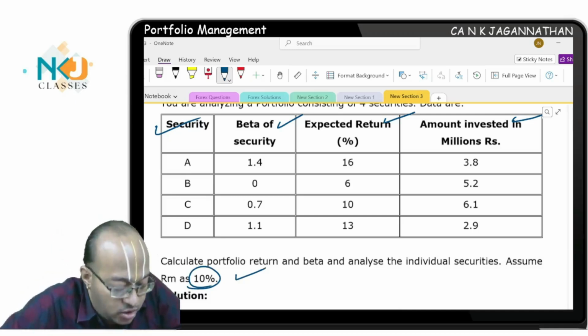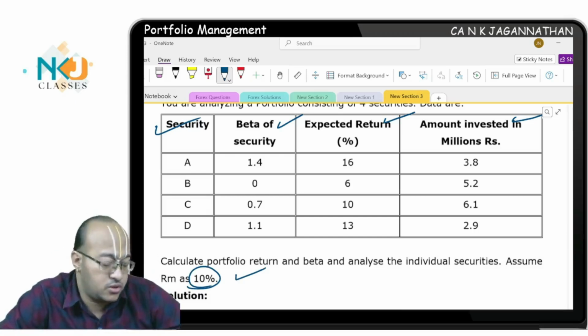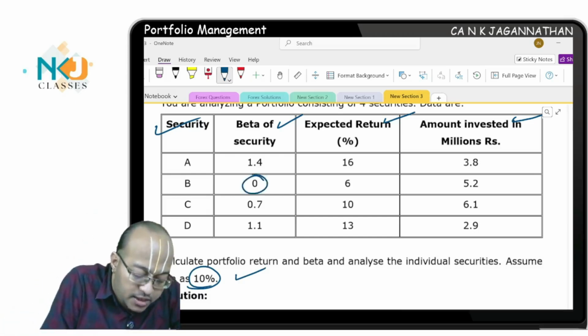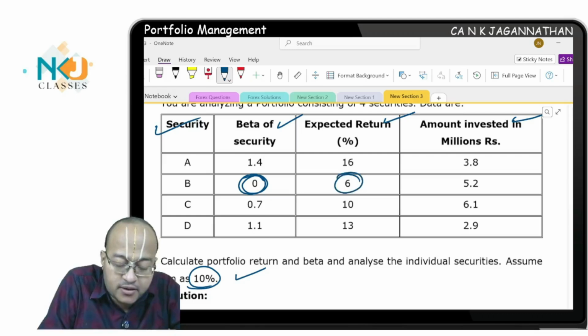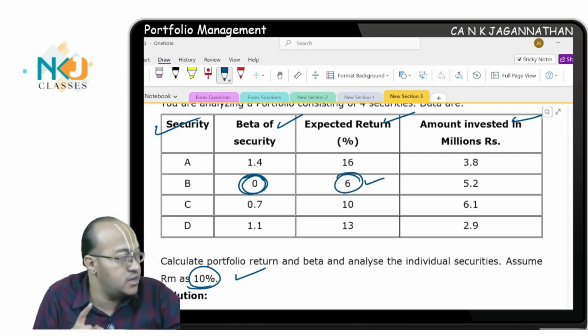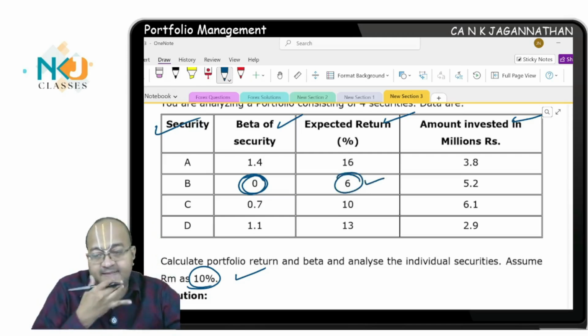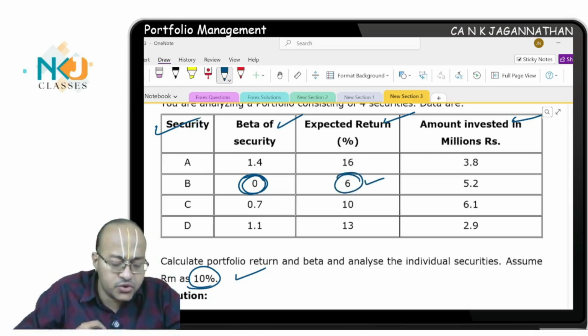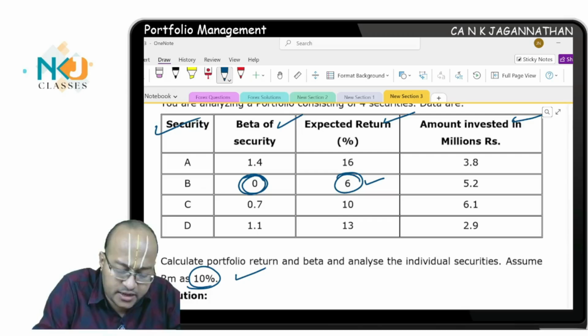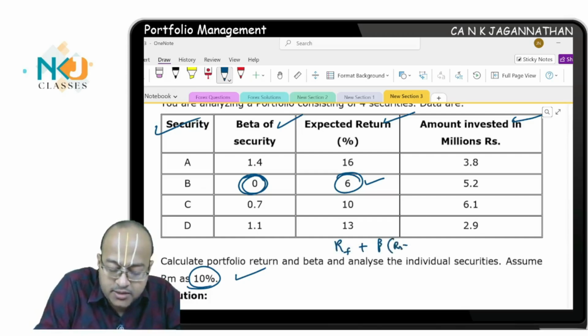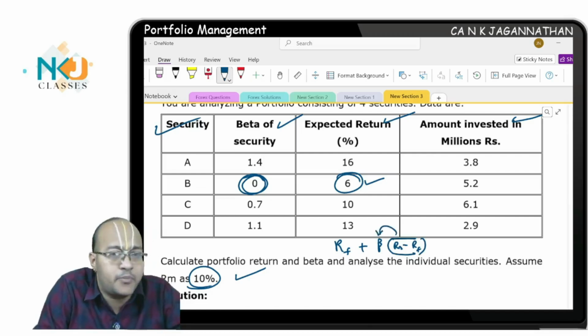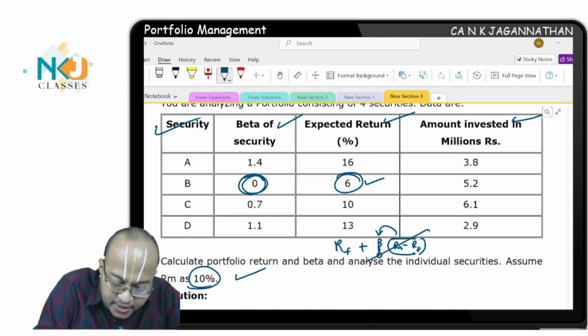RF is not given, but it should be understood that the security's beta is 0 and the expected return is 6%. Are you all understanding? If you see, K is nothing but RF plus beta into RM minus RF. Agreed? This RM minus RF is the market risk premium. If you multiply it with beta, what will happen? If the beta is 0, this entire portion will be 0.